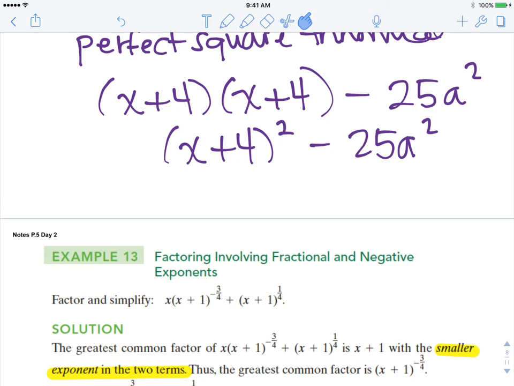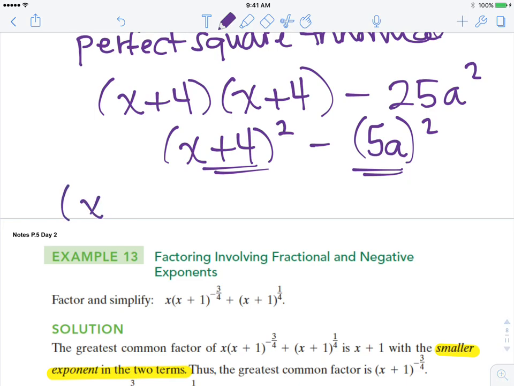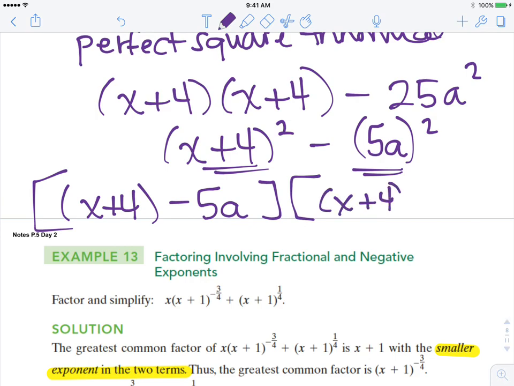This is now a difference of two squares. So this is your a term, and this is your b term, which is 5a all squared. I'm going to go ahead and just erase this to save me some room. So we write it as a minus b, and then a plus b. So there it is, completely factored.